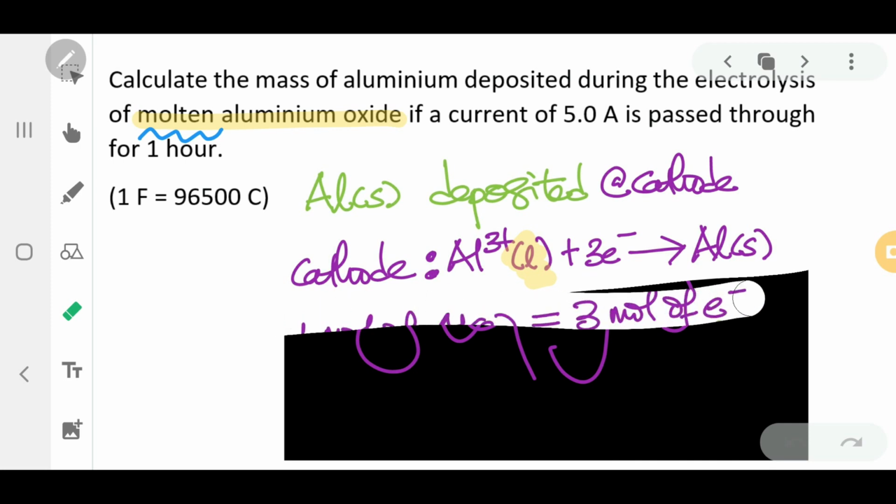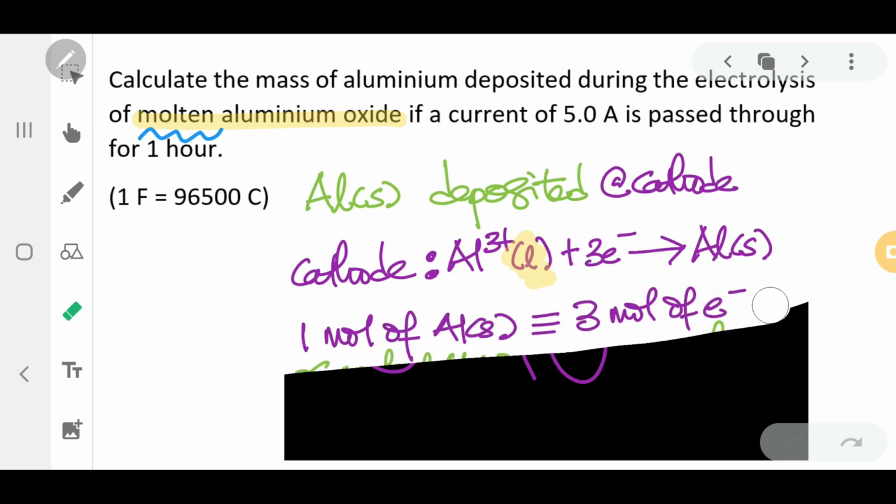And then from there, you need to do another proportionality. This time, you're going to take the information from the cathode half cell. You have 1 mole of aluminium solid being formed, and when this is produced at 1 mole, it involves 3 moles of electrons, like what you are seeing on your screen. So 1 mole of aluminium solid is equivalent to 3 moles of electrons. And from where do you get this information? From the cathode half cell, which you have written down above.